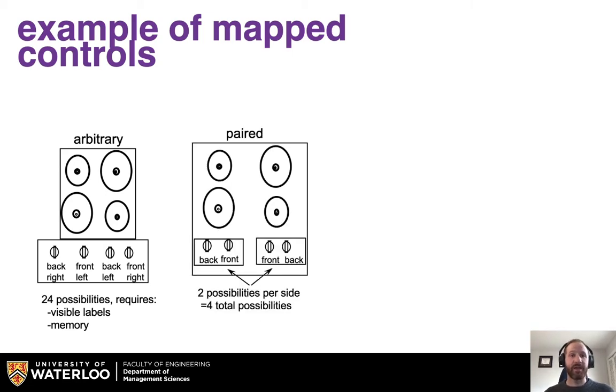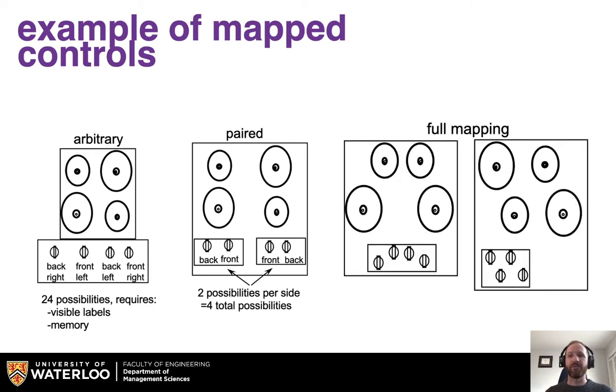You could look at paired mappings. There are 2 possibilities per side, so there are 4 total possibilities. So this greatly reduces the search space or the possible mapping space. And this way, you are less likely to do the wrong action. You can start to think about what happens there.